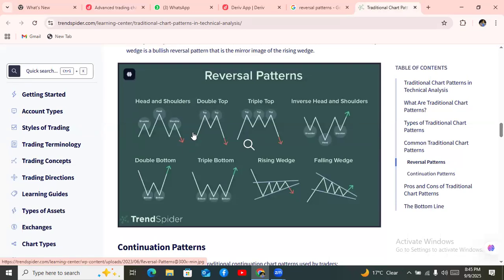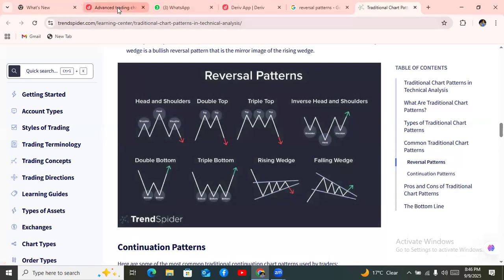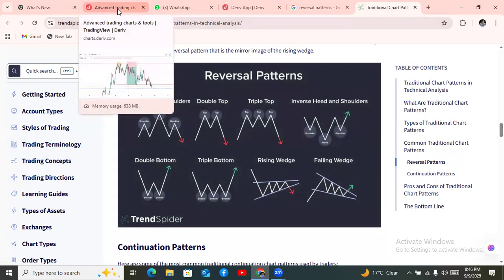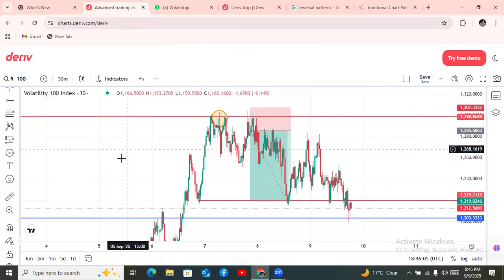Whether you are trading supply and demand, smart money concept, all these kinds of strategies, it's just the same thing. Every time the market moves according to a certain pattern. So all in all, it's just patterns that we are trading unknowingly.